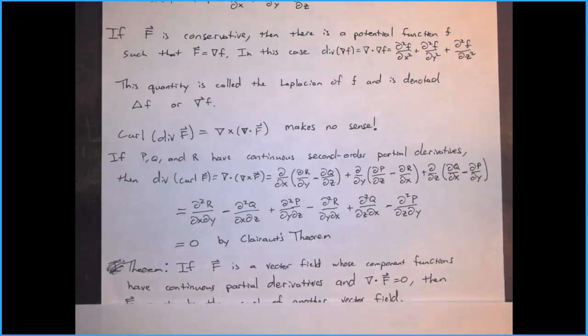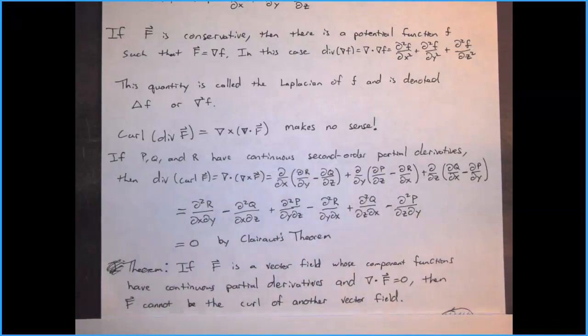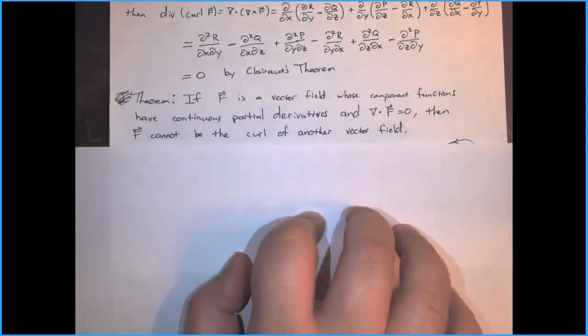We have a result that says if I have a vector field whose component functions have continuous partial derivatives, and the divergence of that vector field is 0, then that vector field cannot be the curl of another vector field because of this result up here. So if you have a vector field whose divergence is 0, and those partial derivatives are continuous, then you can't possibly be the curl of something else. So those are some more properties of divergence.